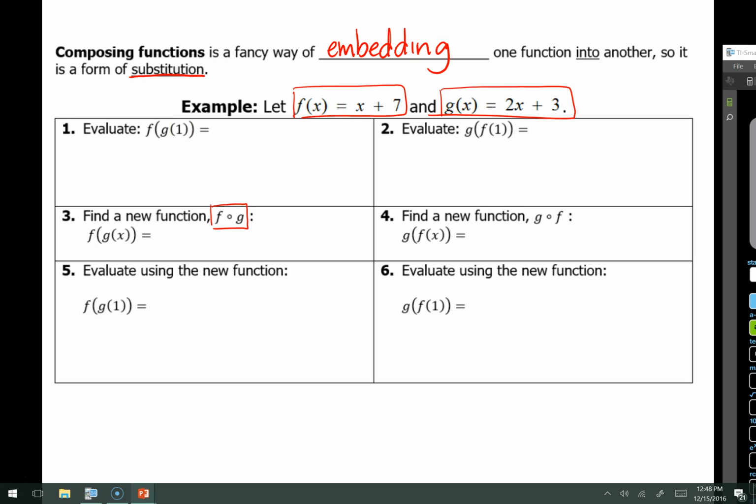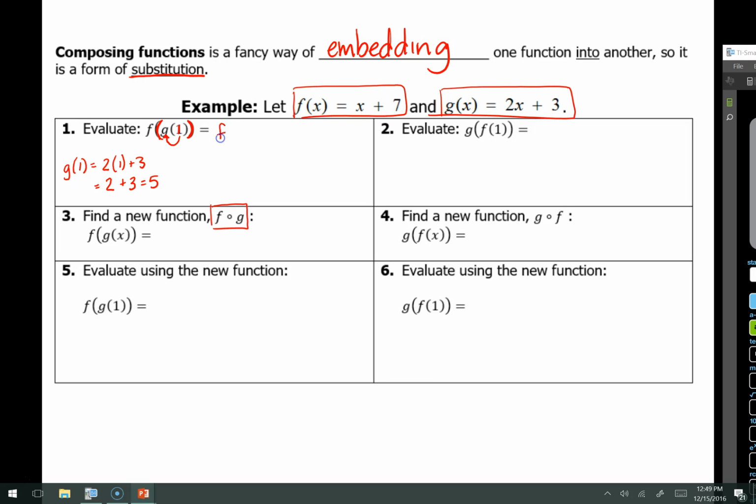So what this means, the embedding that's happening, is that we're going to start on the very inside of the middle bracket. So we're starting with this 1 here. We're going to take that 1 and substitute it or embed it into the thing that's right outside of it, the g. So I'm going to find first what g of 1 is. So let's take that 1 and let's put it into g of x. 2 times 1 plus 3. 2 times 1 is 2, and then when I add 3 to it, I get 5. So that means this thing, g of 1, is 5.